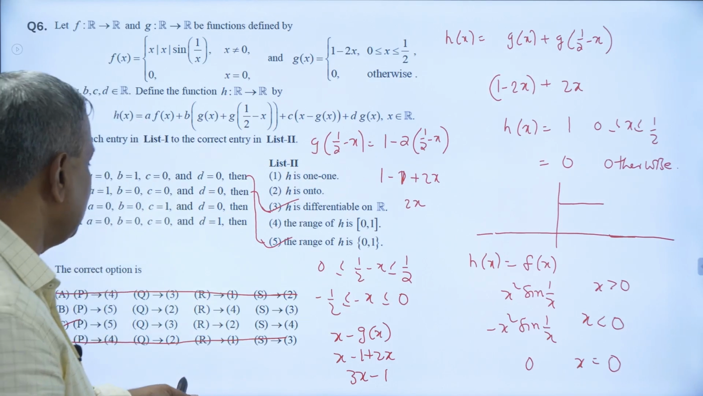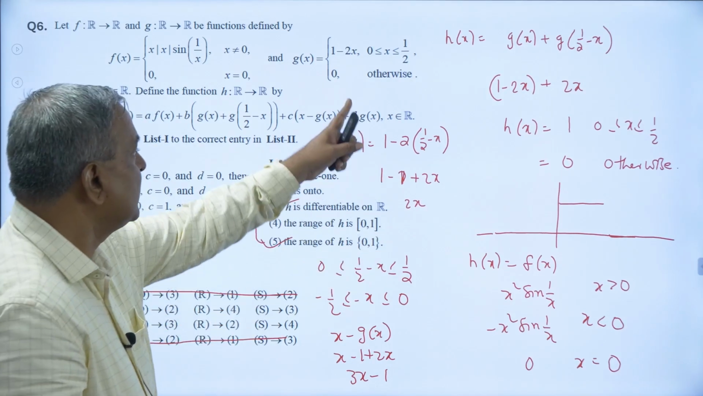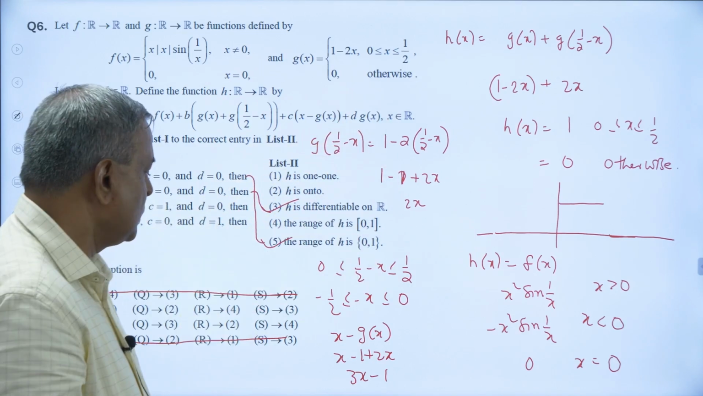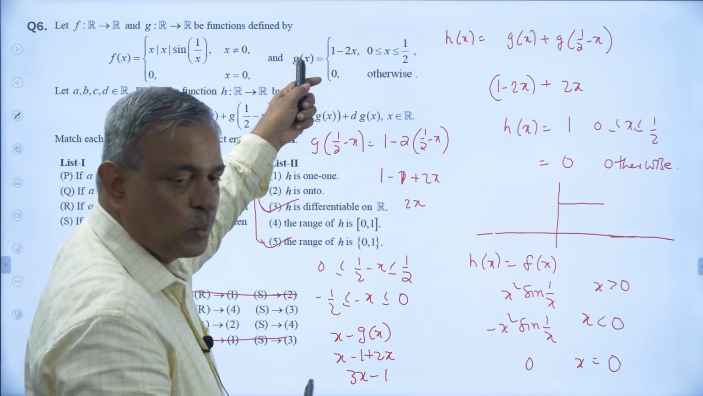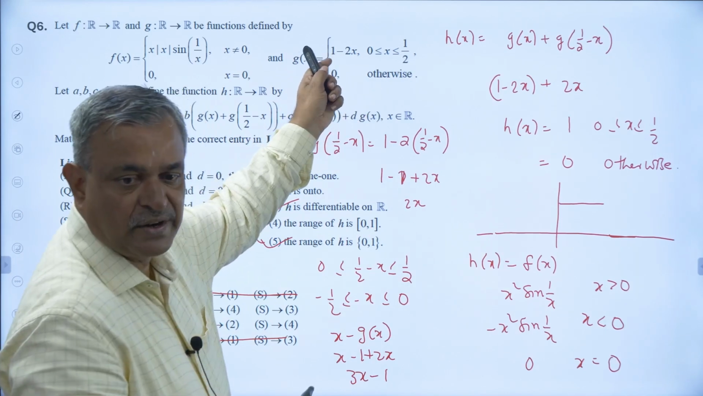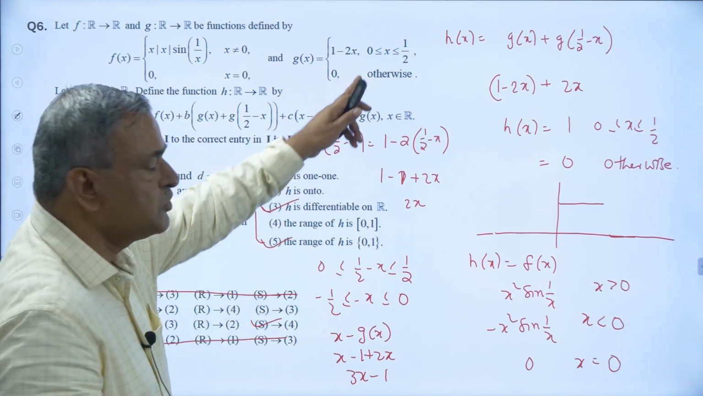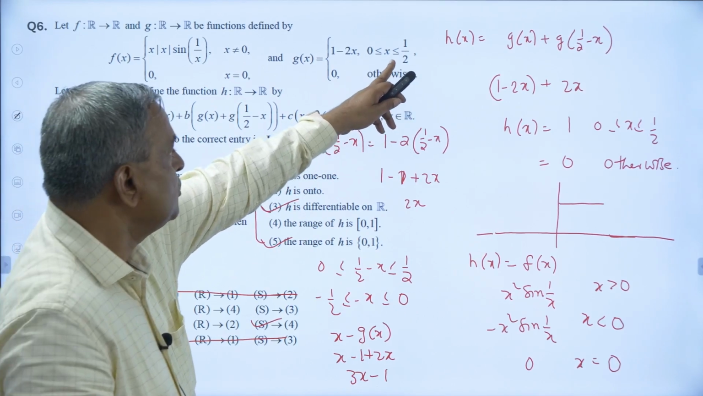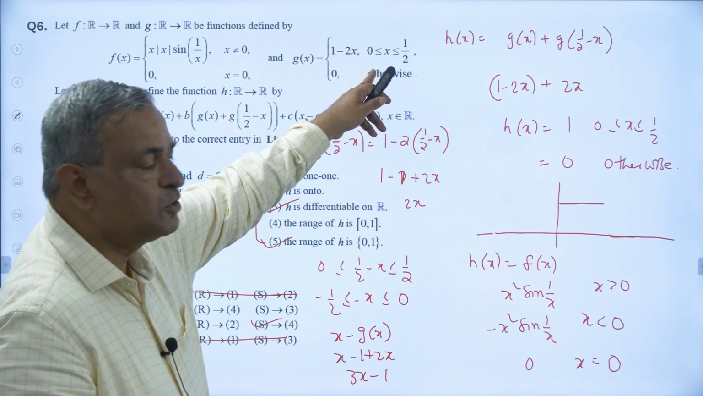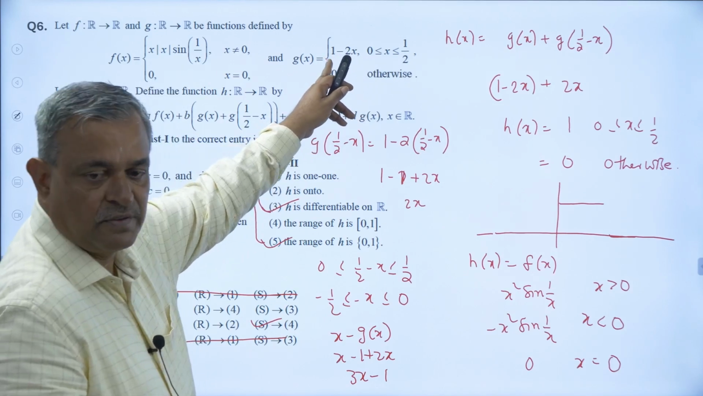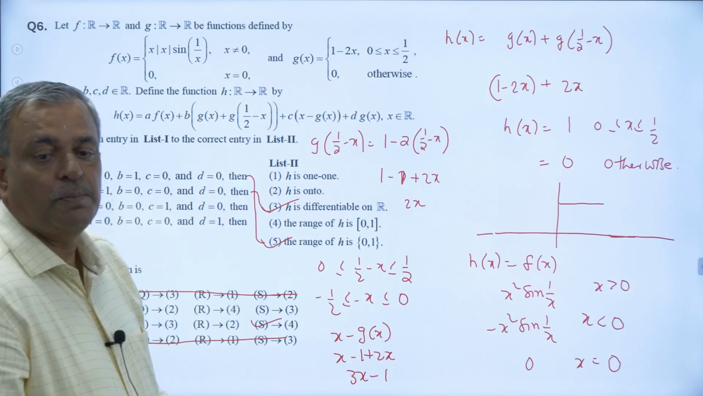So what else is left now? S4. What is S4? The range is 0 to 1. Clearly the range is from 0 to 1. Because if you put 0, you get 1. If you put 1 by 2, you are getting 0. So clearly the range of this function is 0 to 1. If you put 1 by 2, 1 minus 1 by 2 times 2, 1 minus 1 will give you 0. If we put 0, we get 1. So the range lies between 0 to 1. So all options are covered.